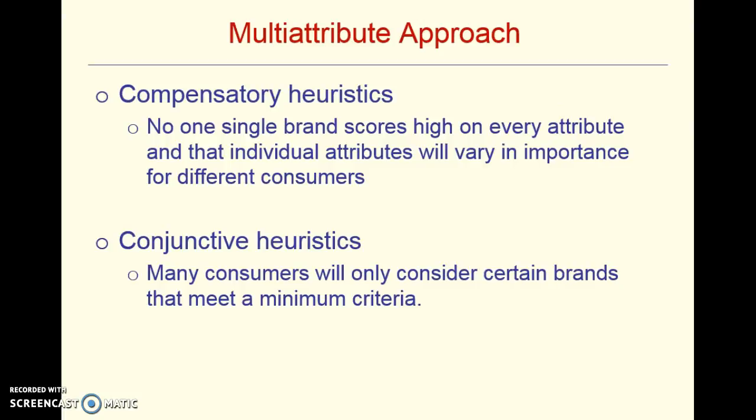Compensatory heuristics: no one single brand scores high on every attribute, and individual attributes will vary in importance for different consumers. Conjunctive heuristics: many consumers will only consider certain brands that meet a minimum criteria.